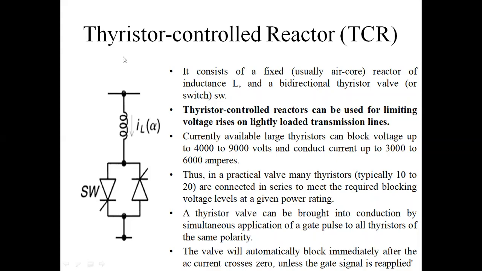This is one more reason for using this TCR. Thyristor-controlled reactors can be used for limiting voltage rise on light load transmission lines. Next, the ratings of voltage and current.